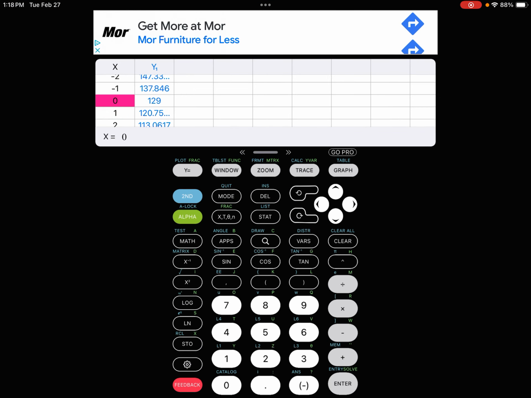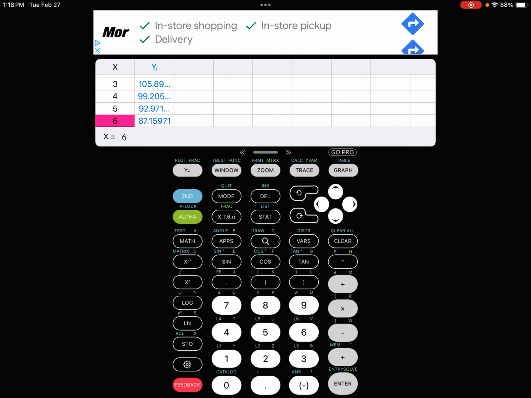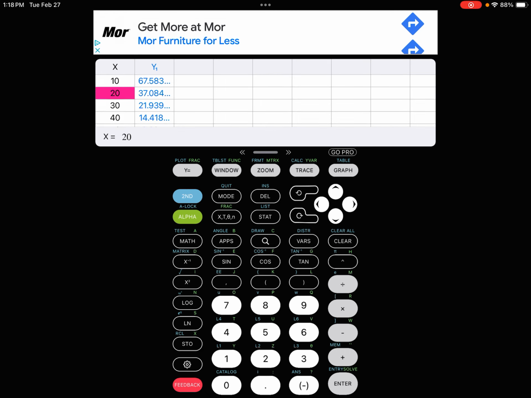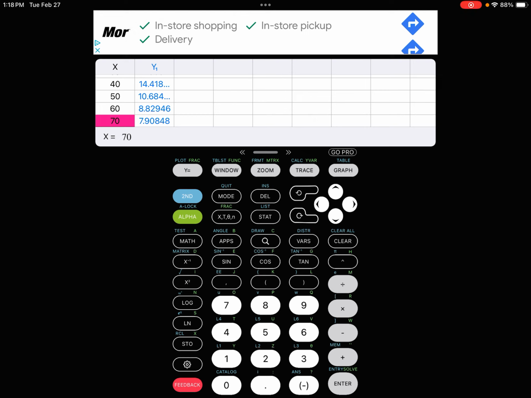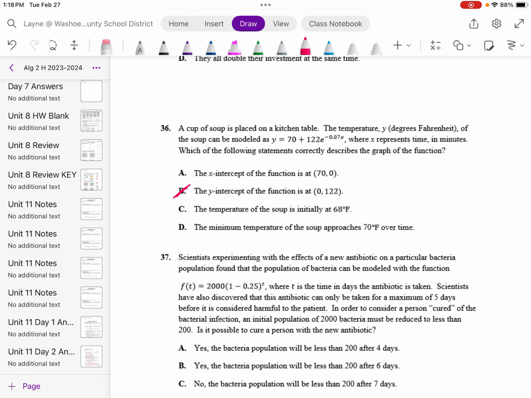So let's go see. We could scroll all the way to 70, or what I could do is scroll to a nice number and say I want to go by tens instead so that we can get to 70. And then here it says it's 70, 7.9. That's not the x-intercept that we wanted it to be.